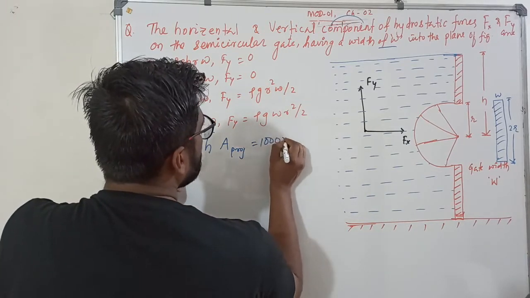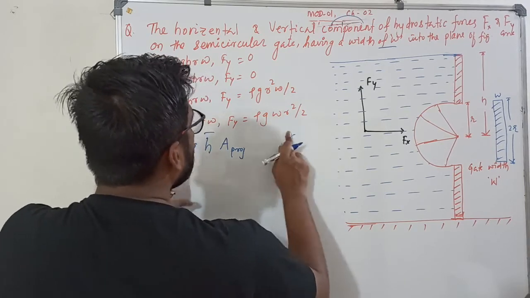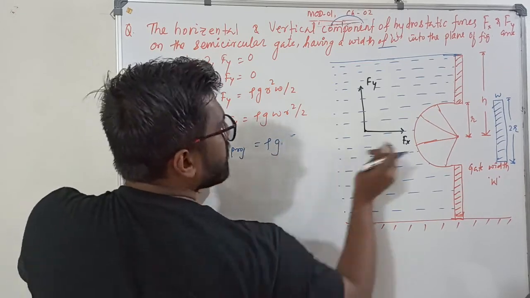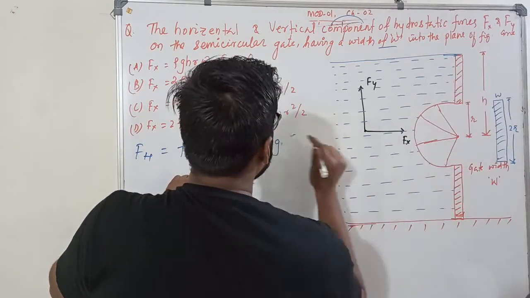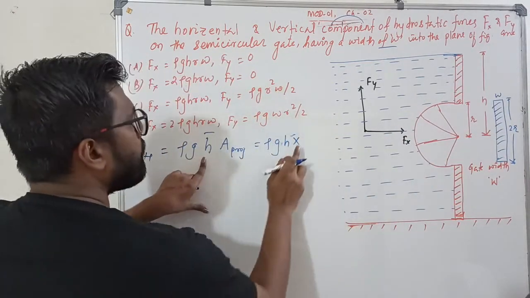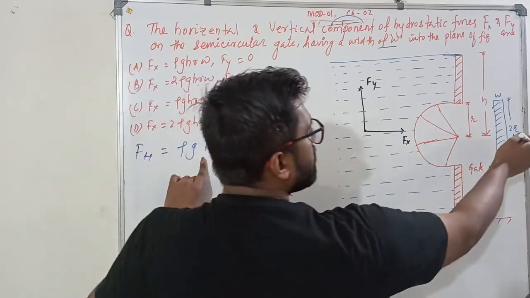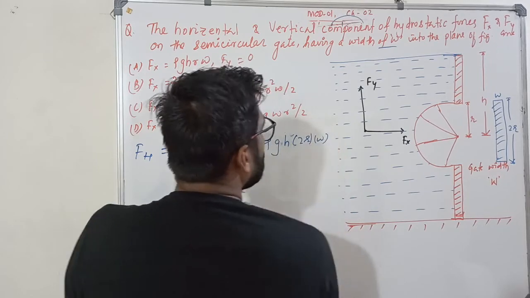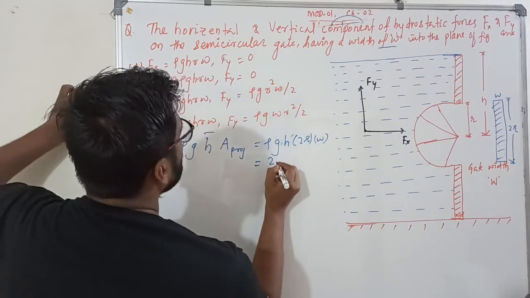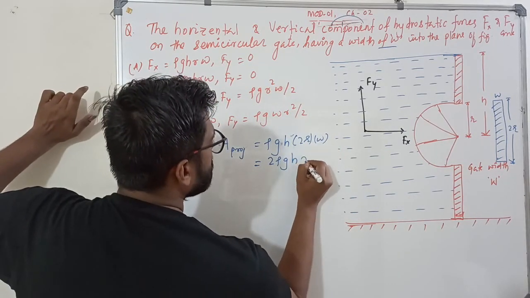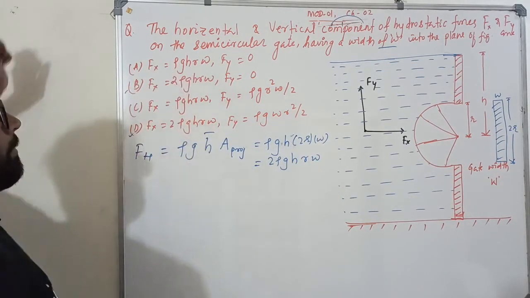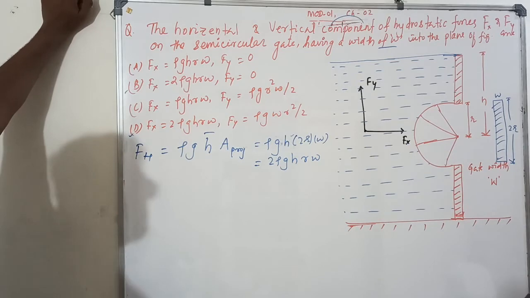Density is how much? 1000. Sir, gravity. Oh, sorry, I don't need that. They are asking me for an expression. So rho g. H bar is nothing but the height, which in the question itself is given as H, multiply A. Area, sir, is the projected area, that is 2r into W. So what you got? 2 rho g h r W. So either option D or option B. Okay. This is your horizontal component of force.